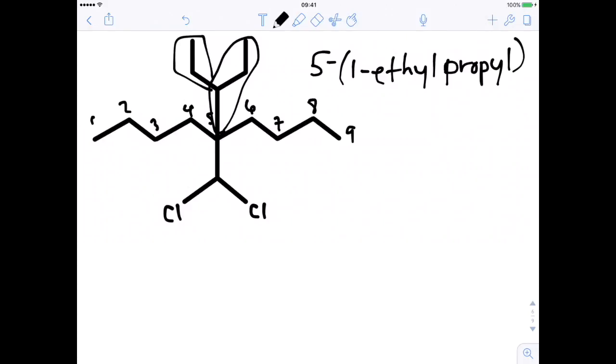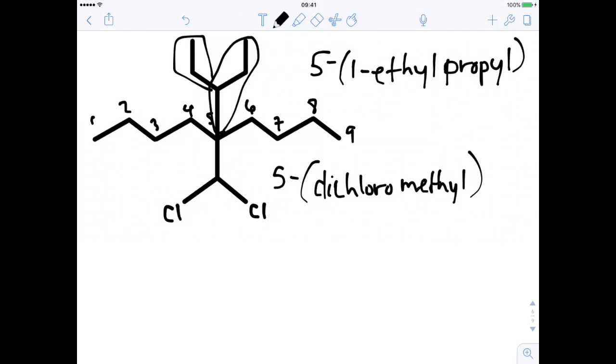Also on the 5th carbon, we have 2 chlorines attached to a methyl group. So again, we would use the parentheses to denote dichloromethyl on the 5th carbon as well.